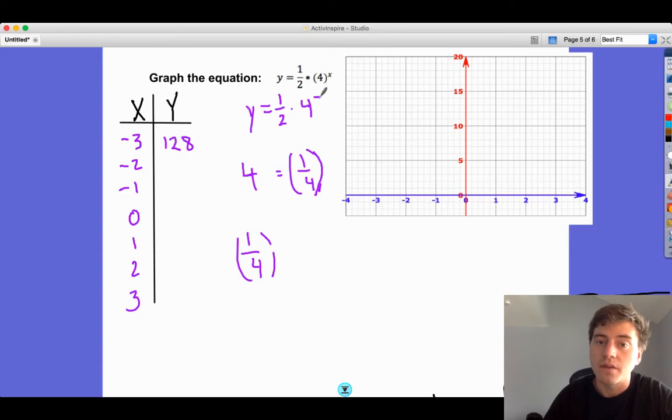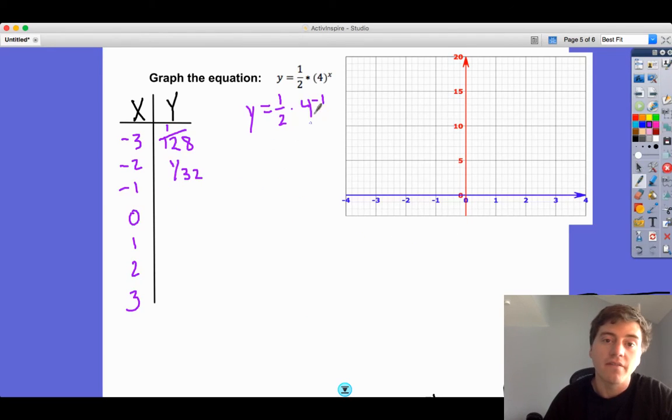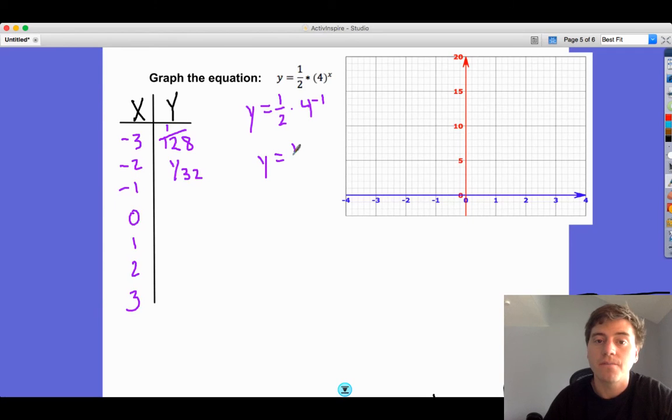Okay, so then we'll replace x again with -2. That'll be 1/4 squared, which is just 1/16th. Then we'll have to multiply by 1/2. That's 1/32nd, and there we go. I messed this up. That should be 1/128th for -3, and 1/32nd for -2. Then we have to do -1 first, so y equals 1/2 times 1/4, because it's going to flip it over, so that's going to be 1/8.